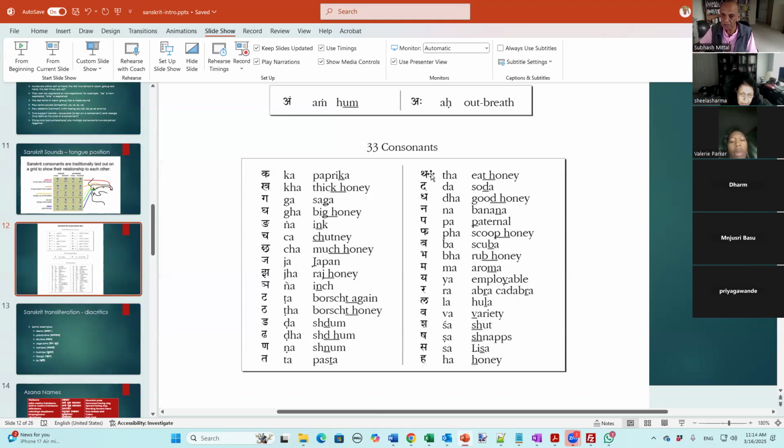Let's go to the next one first, and then I'll come back to this na. So this is ta, as in pasta, and then tha, which is again, now this is a wrong example. Eat honey is not the same as tha. It's hard to give an example. This is a wrong example, so you have to ignore these. These are not correct examples.